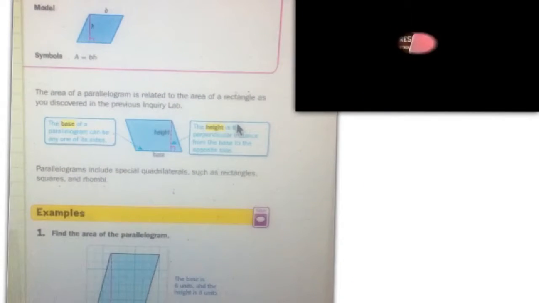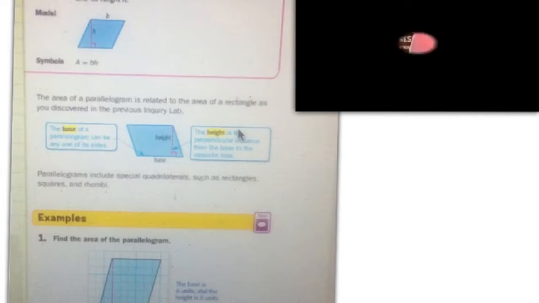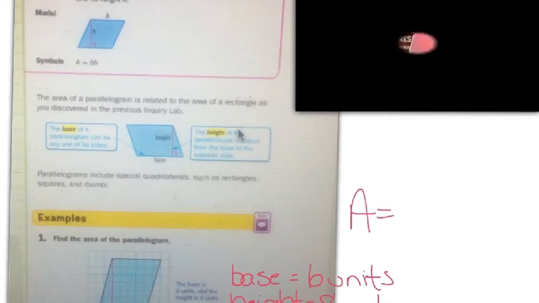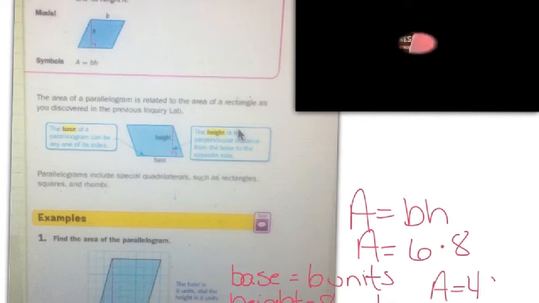Base equals 6, height equals 8 units. So let's write our formula out. Area equals base times height. So that's simply area equals 6 times 8. So area equals 48 units. Now, however, remember when we do area, our units always need to be squared. So square units, that's really important. Okay, go ahead and go to your next page, please.